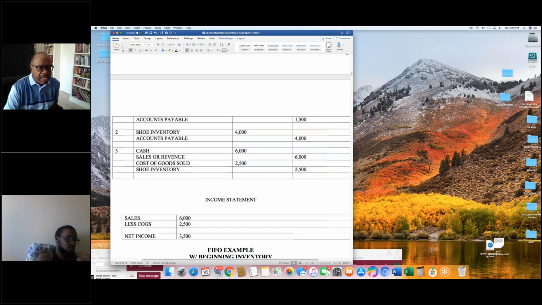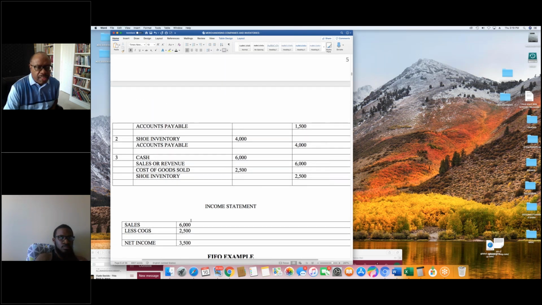Then here is the income statement. 6,000 less 2,500, 3,500.